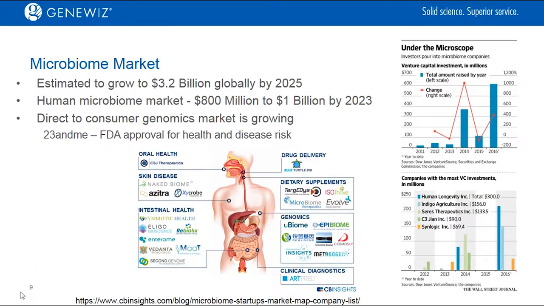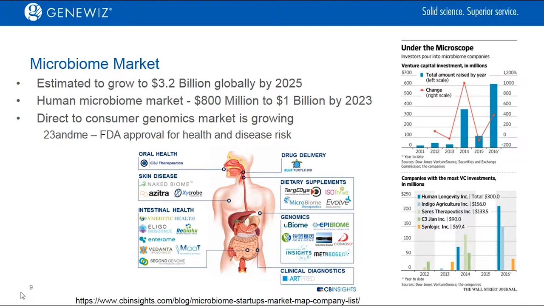Before moving into the nitty-gritty of the common methods employed in metagenomics and how to develop biomarkers using metagenomics, I want to highlight the booming microbiome market. The microbiome market is expected to grow to over $3 billion globally by 2025, with about $1 billion of that being the human microbiome market. I mentioned 23andMe here because the recent FDA approval, which allows them to disperse health and disease risk information to consumers directly, is enabling many startups to pop up in this area. You can see toward the bottom of the slide some of the recent startups in the microbiome market.